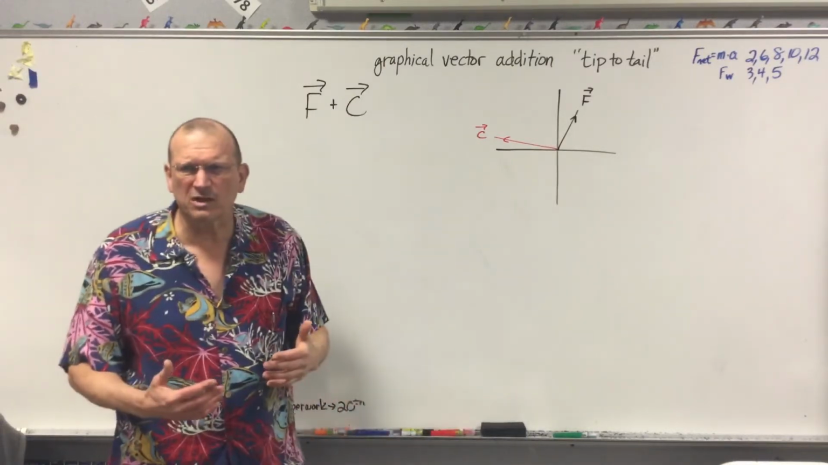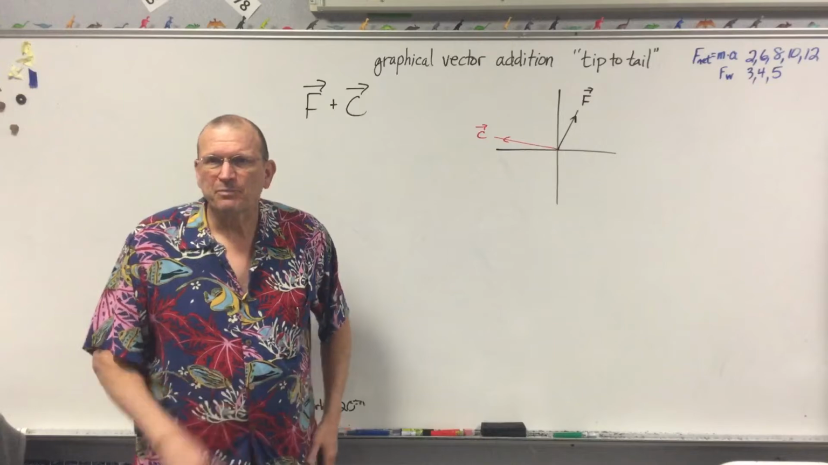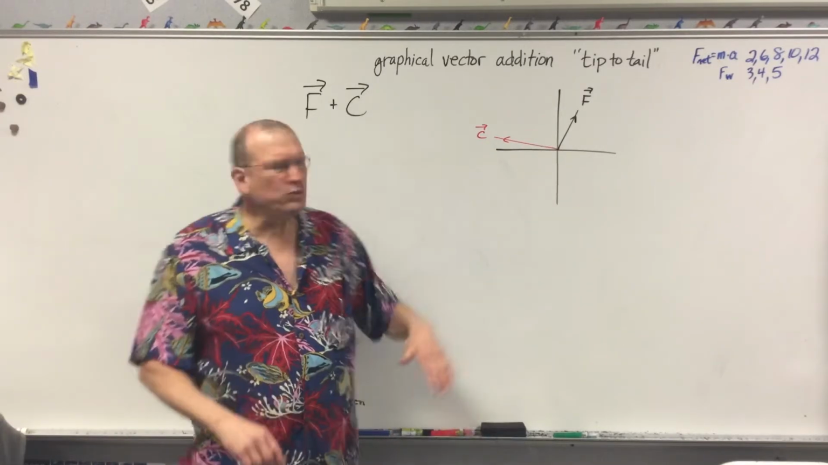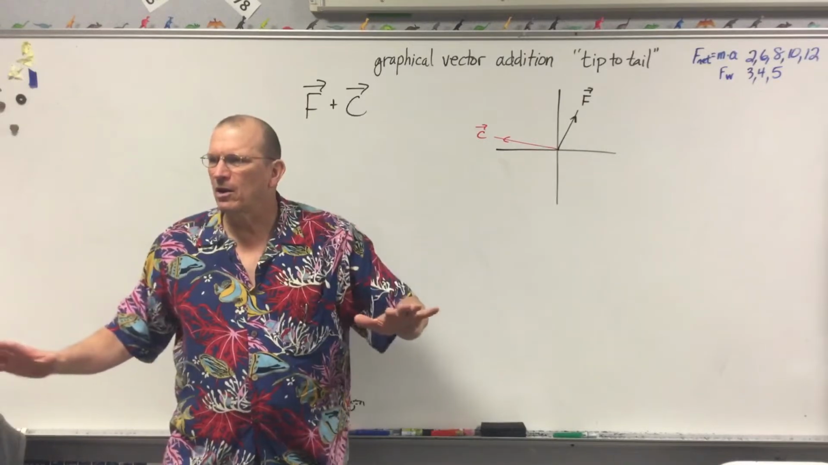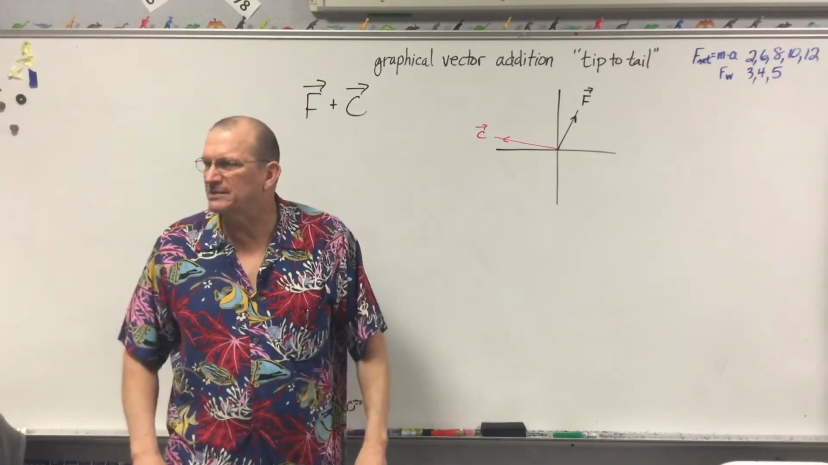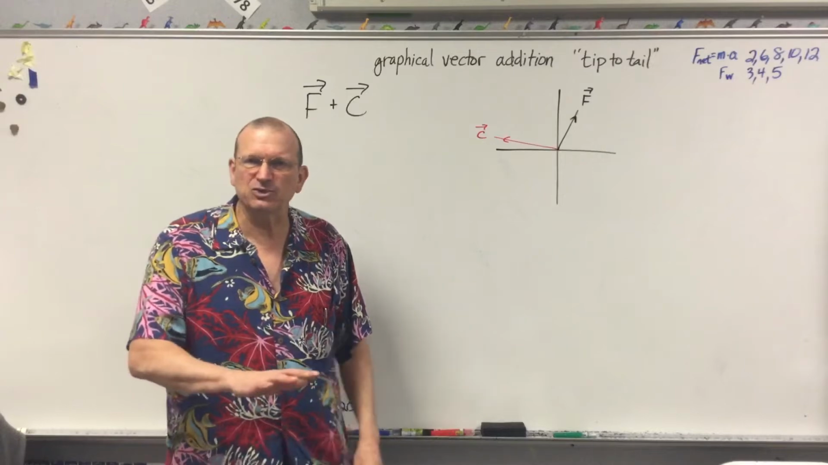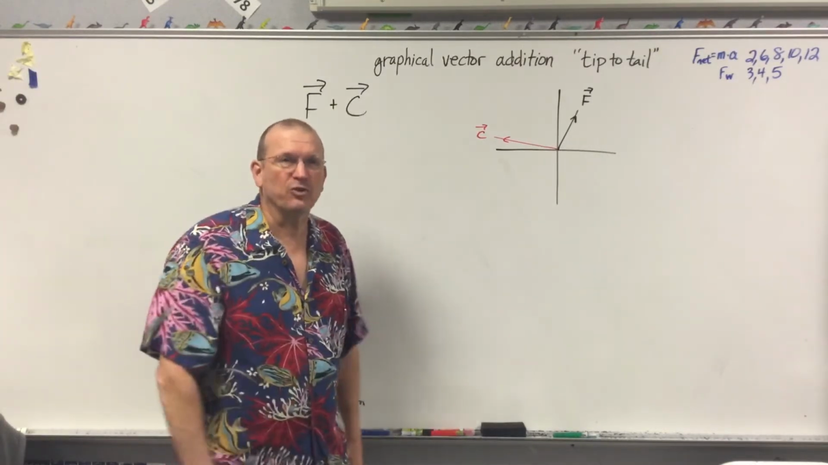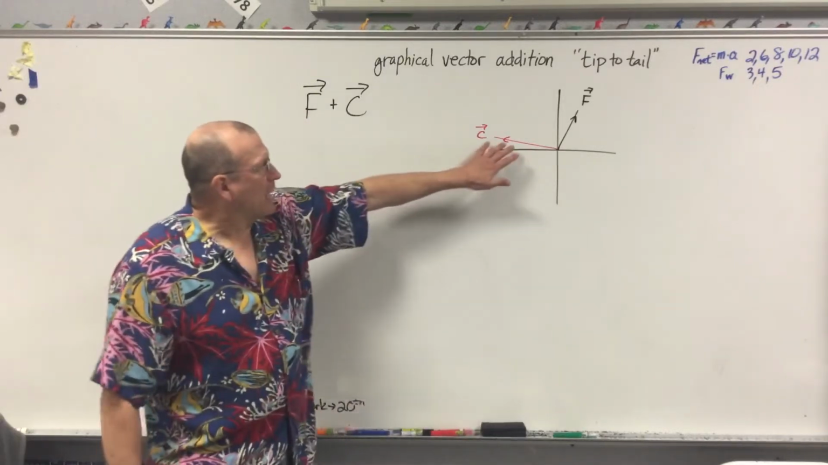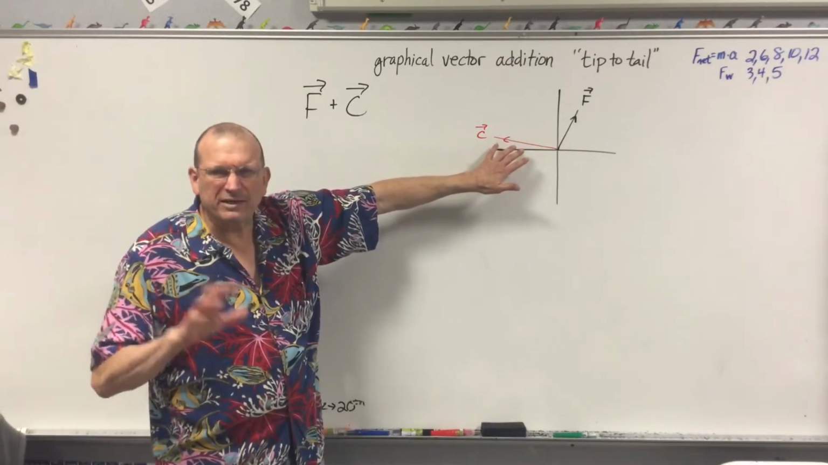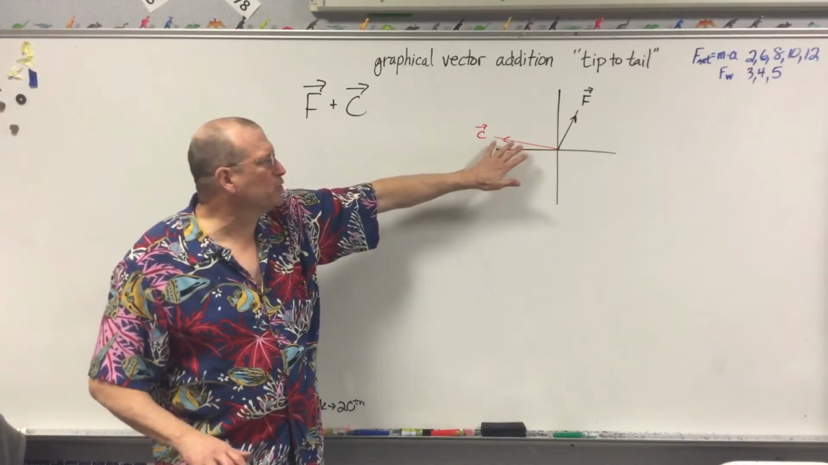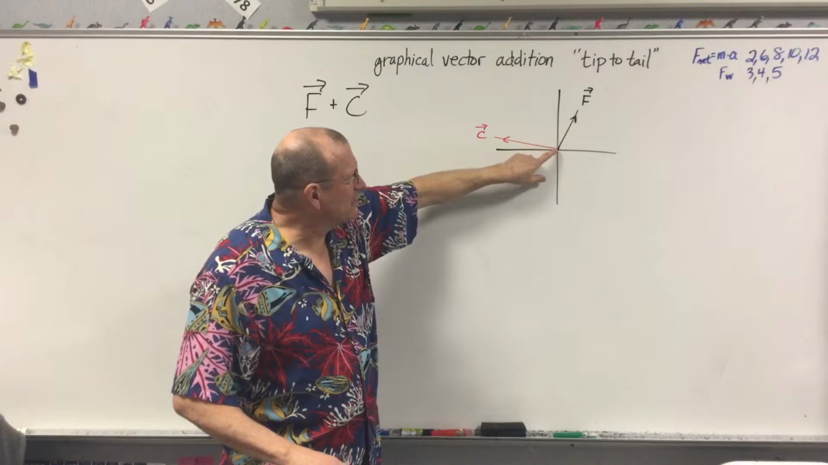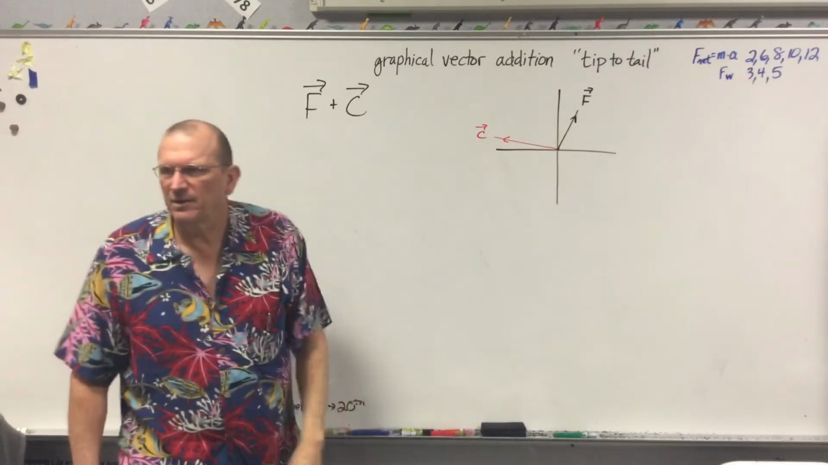And when we first talked about drawing vectors, I think in most of the classes, I highlighted that you can move a vector anywhere around on your workspace as long as you don't change the direction it points or the length that you draw it. So I can move it theoretically here. What we're talking about is I need to move C so that the tail of C is on the tip of F.